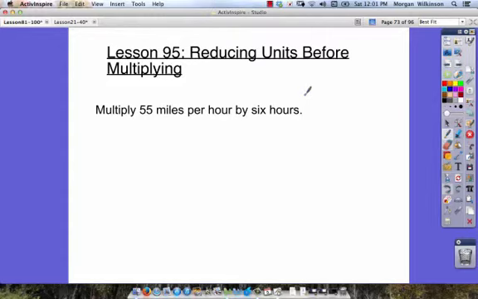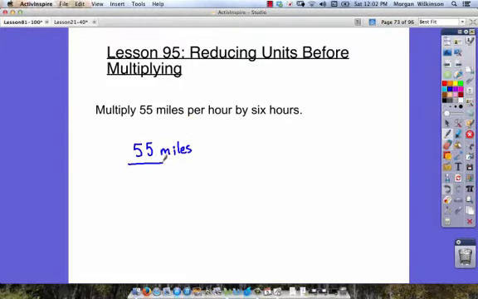Lesson number 95 is about reducing units before multiplying. And our first question says, multiply 55 miles per hour by 6 hours. So if we were to set this problem up, we could have 55 miles, and whenever we see the word per, it means division or a fraction bar.